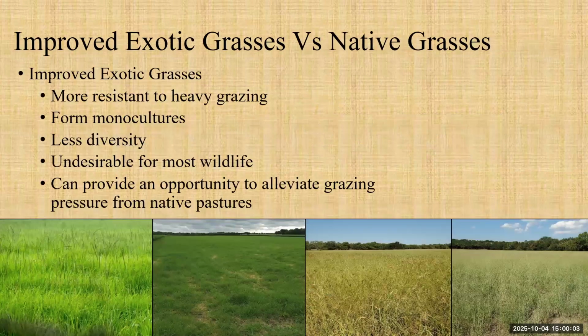So we talked a little bit about improved grass pastures. One of the reasons they're planted is because they are more resistant to heavy grazing, but they do form monocultures, often have less diversity, and are less desirable for wildlife. But I will say that in a combination where you have improved or non-native grass pastures and native grass pastures, they can be beneficial in providing a sacrifice pasture so that you can graze and manage your native grasses as they need to be managed. When we get into a drought, we can put livestock into the improved grass pastures. So there can be a benefit there.